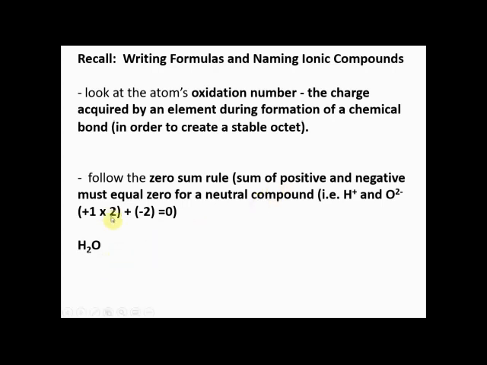So for water, for example, hydrogen has a 1 plus charge. There's two of them there. And oxygen has a 2 minus charge. There's one of those there. And so the 2 plus and 2 minus is equal to 0.